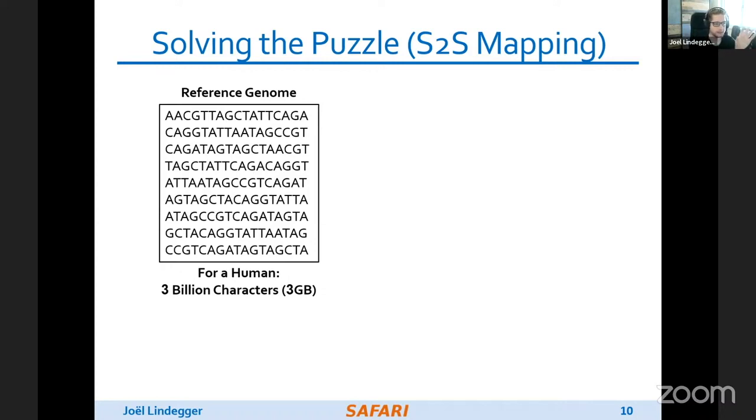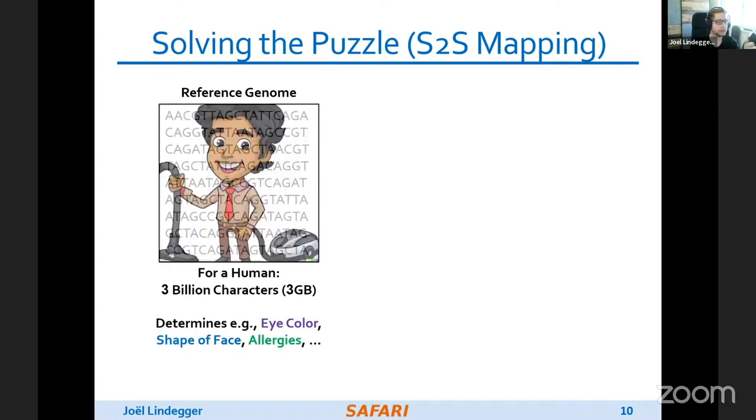Now I'm going to visualize this. The data structure is really a string, but I'm going to visualize it for the moment right now to give you an intuition as this kind of vacuum salesman. And this vacuum salesman has an eye color, he has a specific face shape, maybe he has some allergies that we can't see in the picture, but maybe he does have it. And all of those would be determined by the content of his genome, assuming the reference genome is specifically that guy's genome.